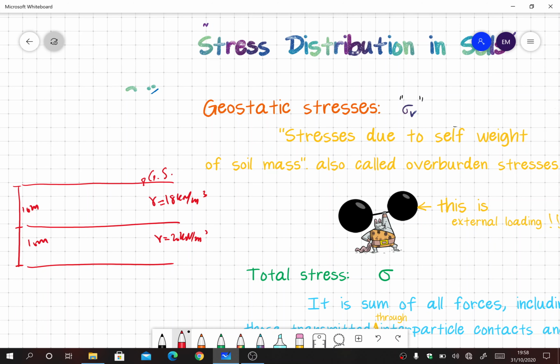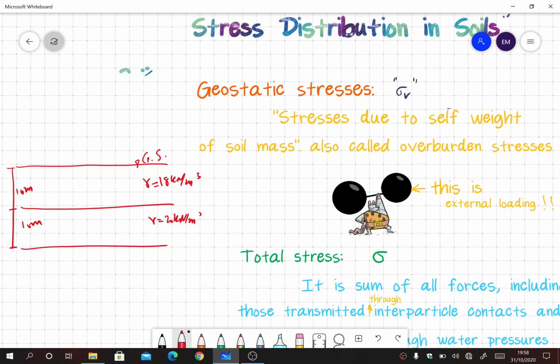So the overburden stresses or the geostatic stresses at the bottom of the layer due to all the two layers, I can simply calculate by this formula: sigma v is equal to 18 into 10 meters plus 20 into 10, or the simple formula is gamma 1 h1 plus gamma 2 h2.